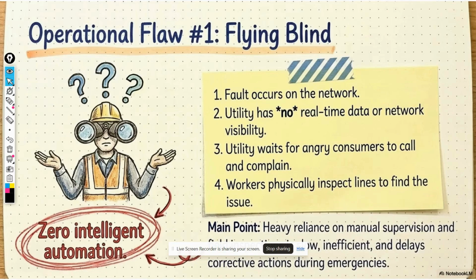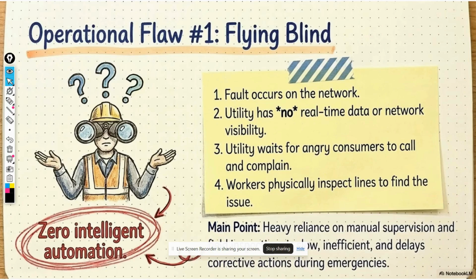Now let's move to the second operational drawback, that is slow fault detection. There is something every electricity consumer has experienced. Suppose a transmission line breaks due to heavy rainfall or a transformer suddenly fails. How does the utility know that a fault has occurred? In many conventional systems, they actually come to know only after consumers start calling the complaint center. Instead of the utility detecting the fault, the consumers inform the utility.